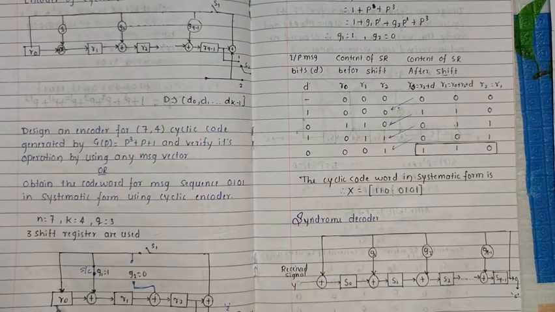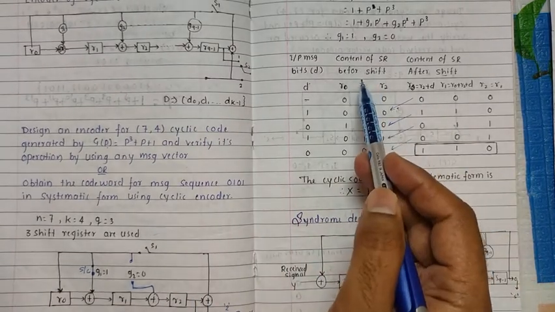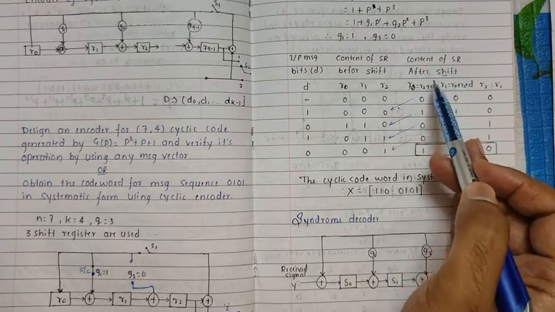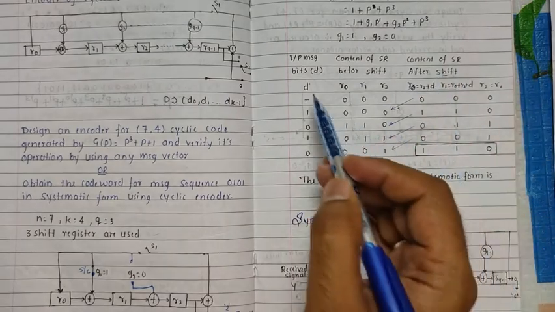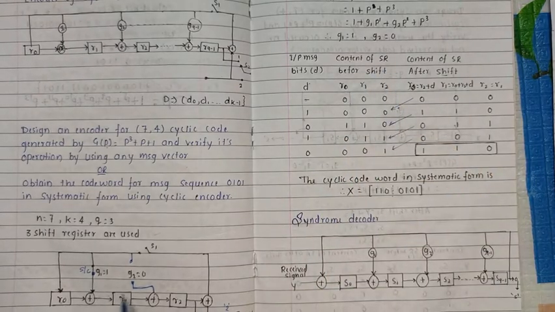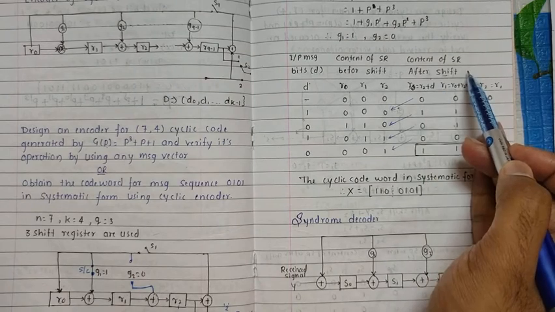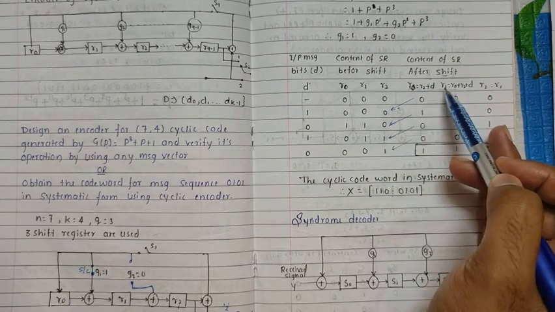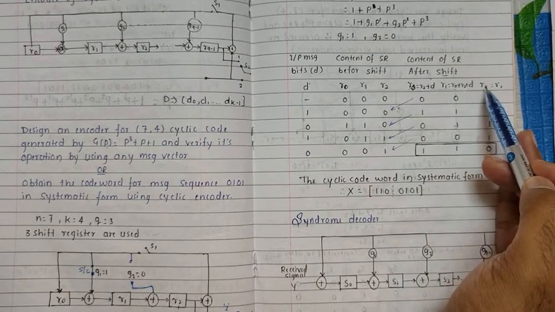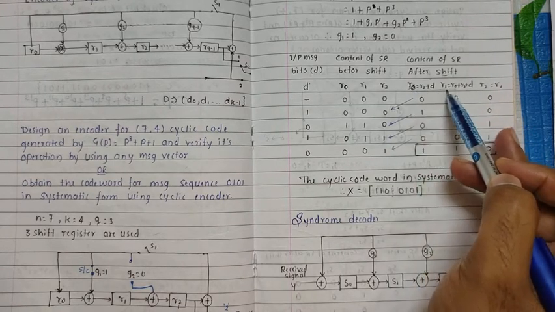What is the content of this shift register before the shift, and what is the content of the shift register after the shift? Okay, so the input message is D. The content of the shift register means R0, R1 and R2, and the content of the shift register after the shift is once again R0, R1 and R2. First of all, one should know what values are coming into R0, R1 and R2.